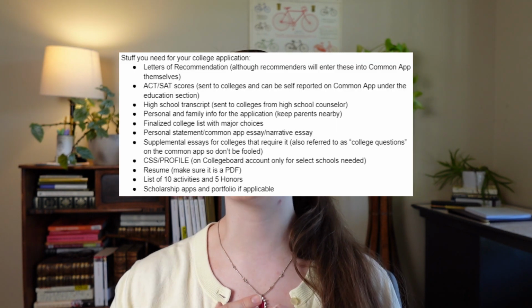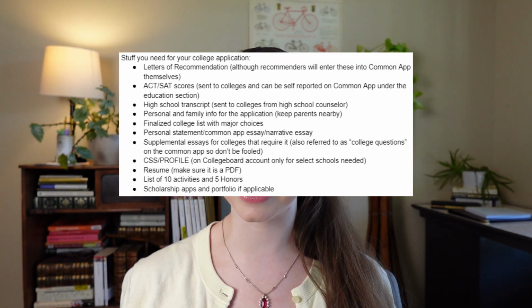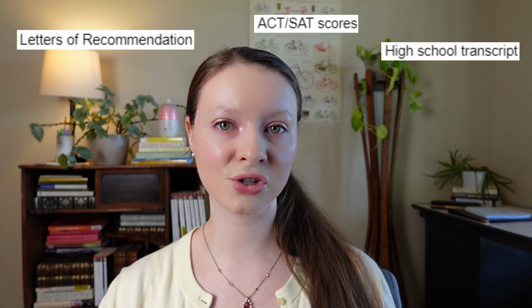Here's a crash course on each section of the application and where to find them, but first, here's a list of all the things you need for your college application. Letters of recommendation, although recommenders will enter these into Common App themselves. ACT or SAT scores. These are sent to the colleges and can be self-reported on Common App under the Education section. Your high school transcript, which is sent to the schools from your high school counselor.